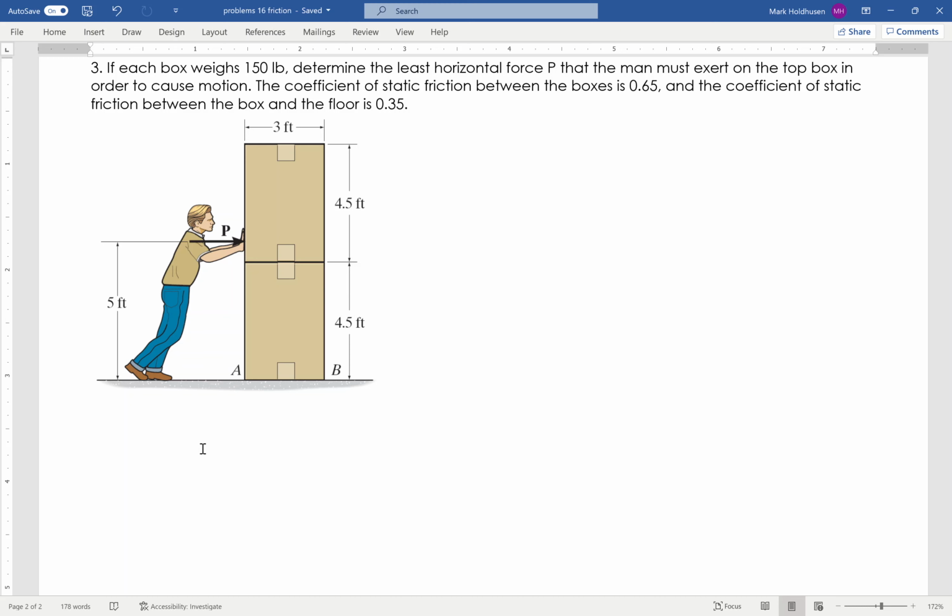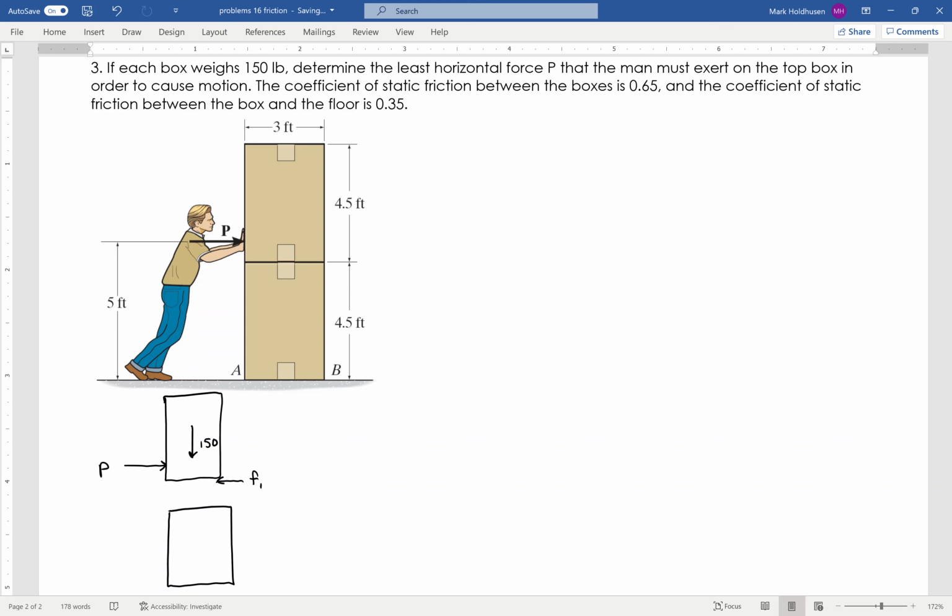So what we'll do is we'll break this up into two free body diagrams, okay? Box one, and then box two, like so. And box one, again, I'm pushing on it with P as shown here. This box has a weight of 150. And then, of course, if I've got P heading in that direction, I've got a friction force here. I'm going to call this friction force 1.